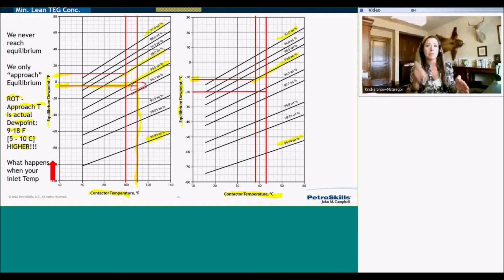From my perspective, your minimum lean TEG concentration required is step one. If you're not meeting the minimum, then your unit just isn't going to work. I don't care how much you're circulating around. All right, so that's number one.